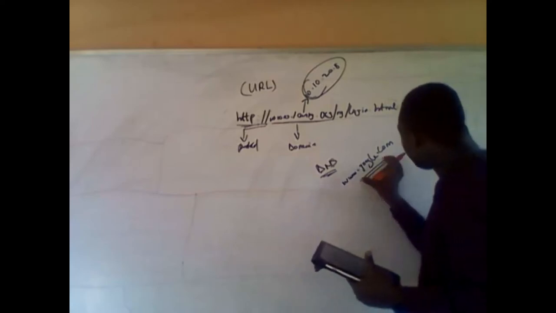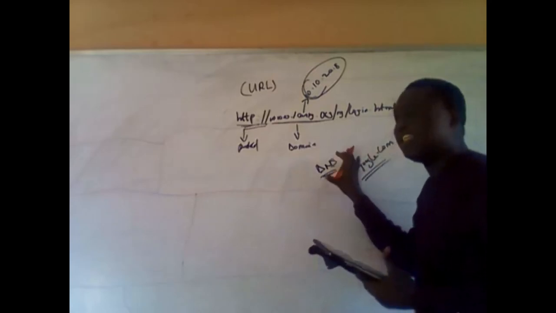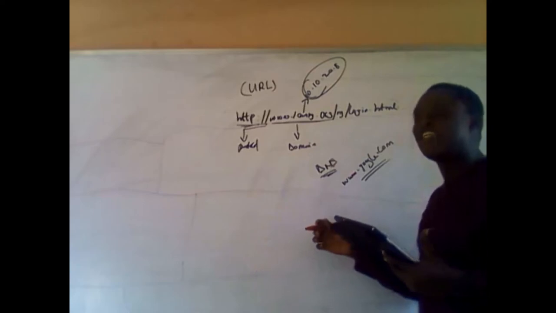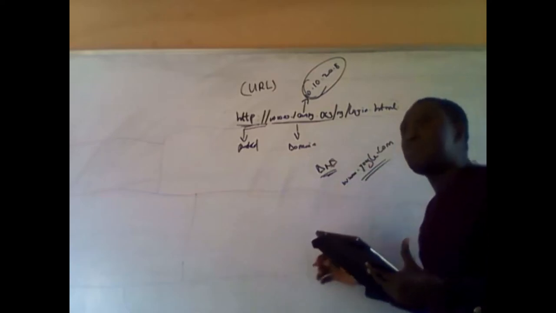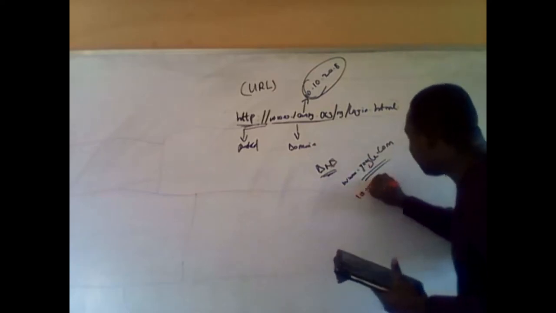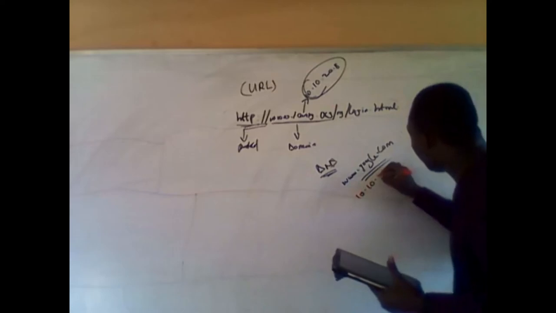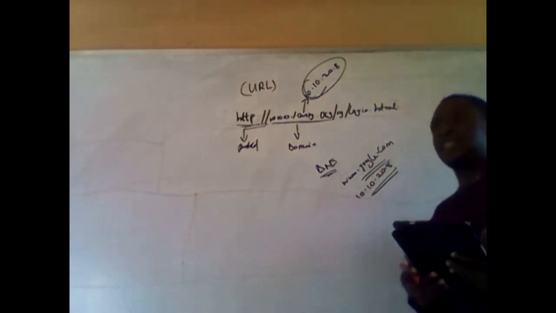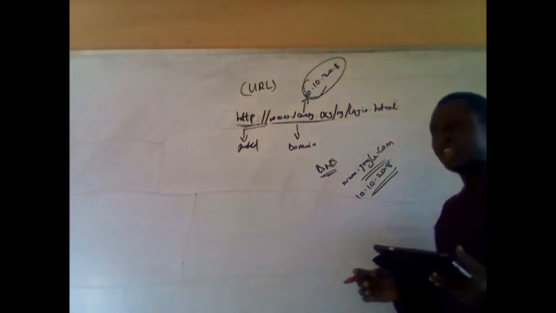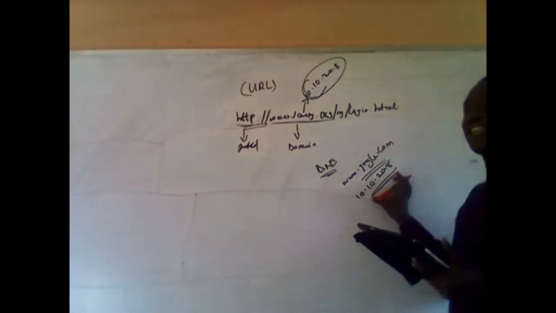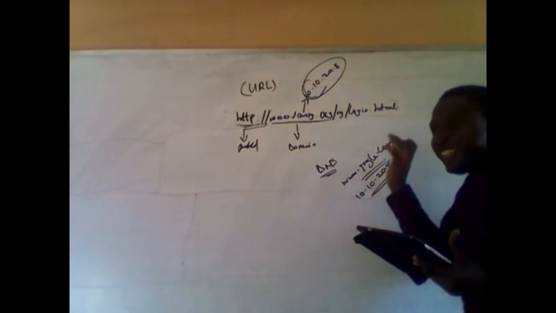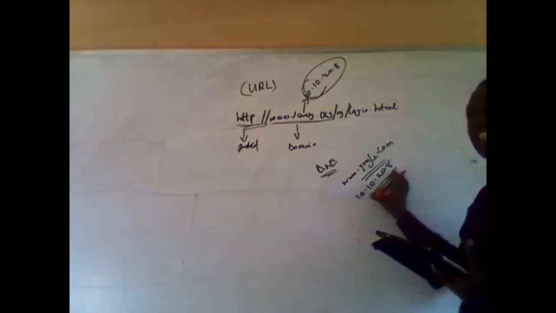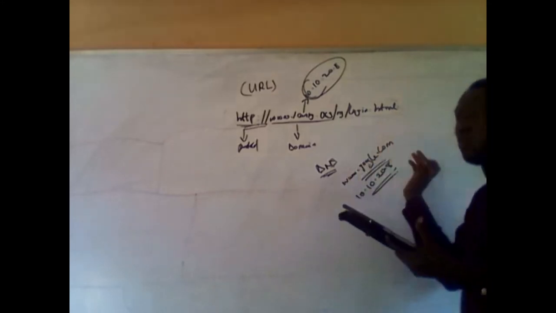So when this is sent, the DNS will reply to the network with the IP address, saying the meaning of google.com is 10.10.20.8, as an example of an IP address. Am I making sense? Immediately this is sent to your network, the message will be transferred to the destination. That's how it works.